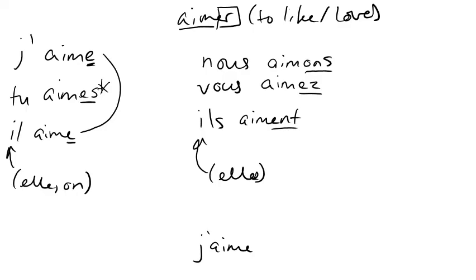So let's go ahead and practice how to say all of these. So, j'aime, tu aimes, il aime, nous aimons. Notice how I blend the two. Nous aimons, vous aimez, ils aiment. And there you go. That's basically what you need to know when it comes to conjugating ER verbs.